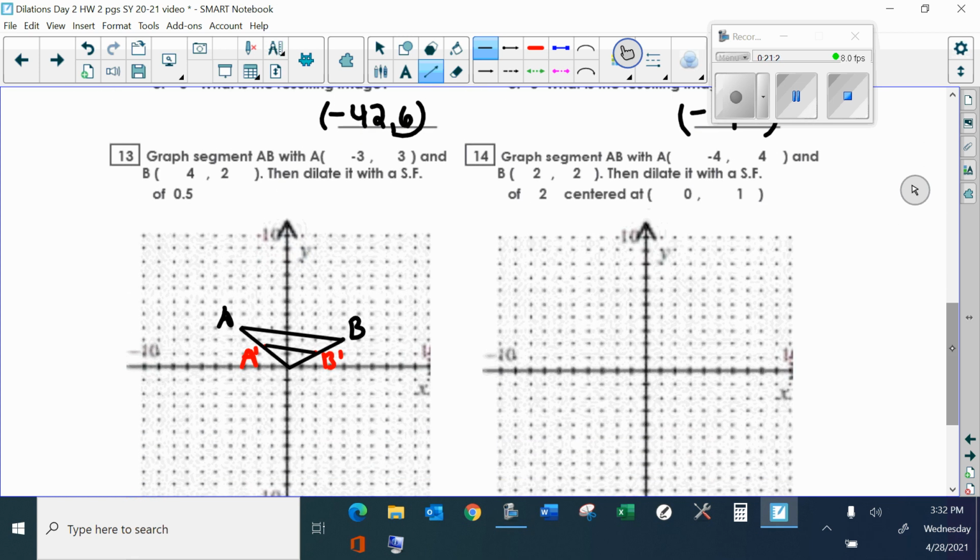Segment: (-4, 4), there's A. (2, 2), there's B. Okay, and it wants a scale factor of 2, centered at (0, 1). There's (0, 1). So I go out to each of the endpoints. How do I get to the endpoint? Up 1, right 2.